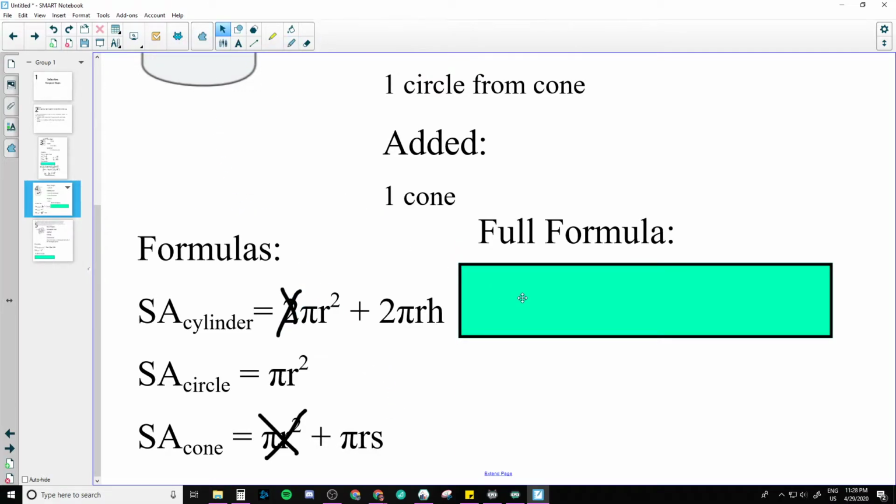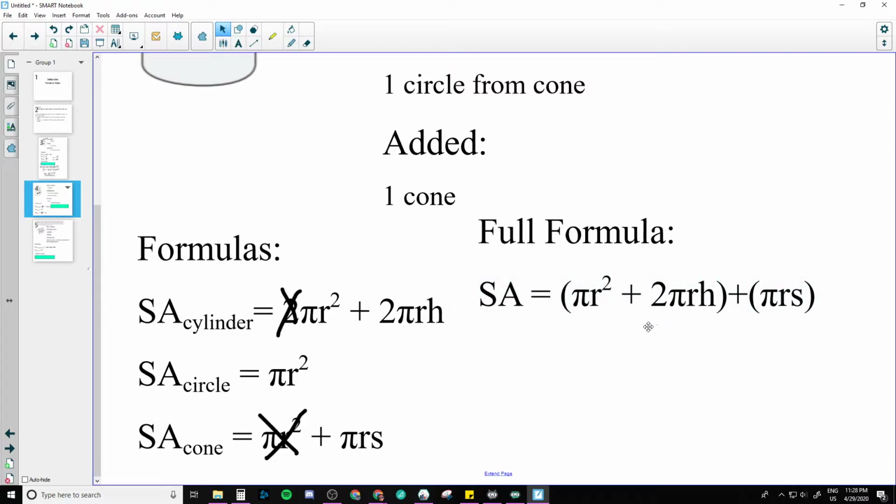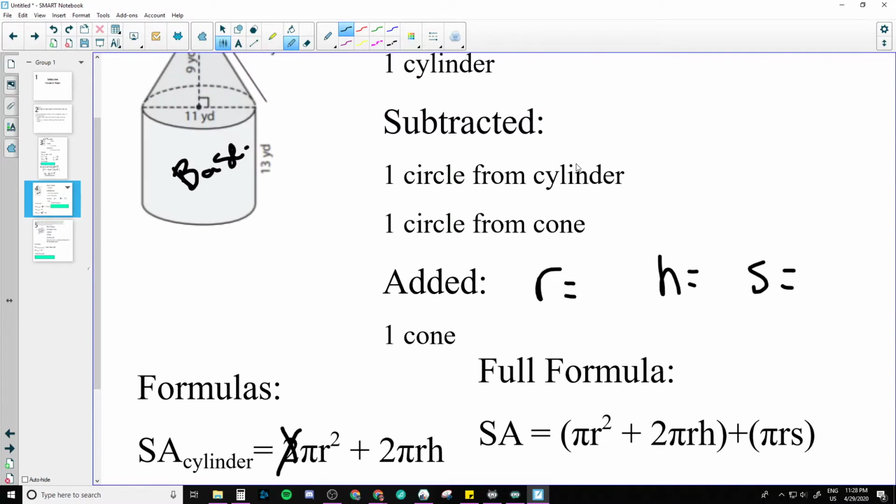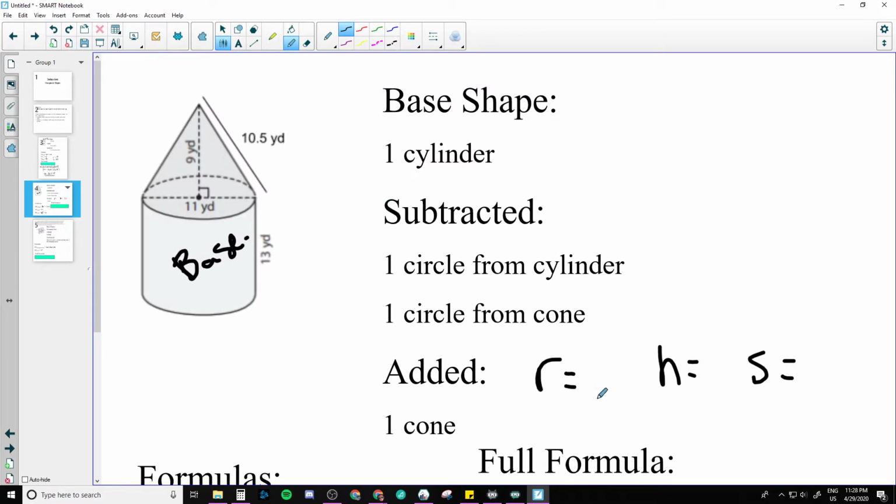So that means that our full formula for this one is going to be pi r squared plus 2 pi r h plus pi r s, because we've lost a circle from each of those. So now we can just fill in our information. We need to know r and h and s. So 11 is the diameter, so 5.5 is the radius. The height of the cylinder is 13, and the slant height of this cone is 10.5.